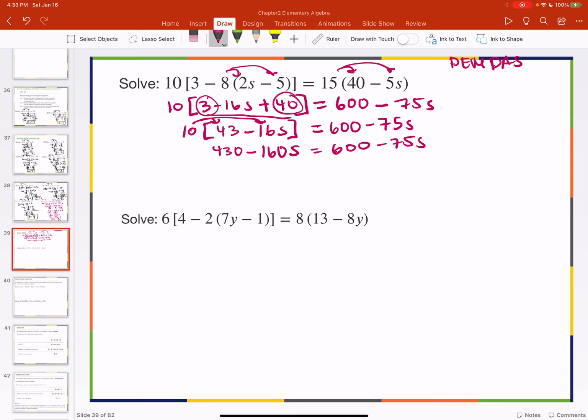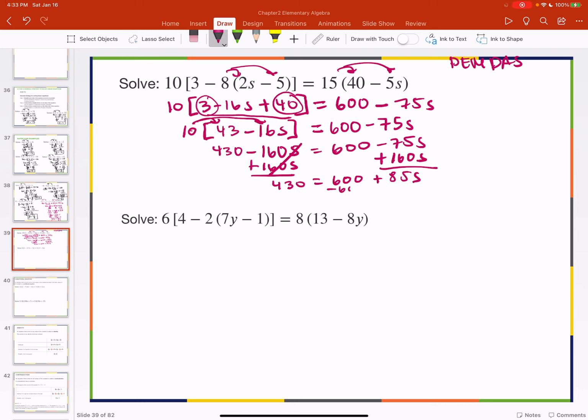Okay, so in this case, I'll move the variable term to the other side. So I'm going to add 160s to both sides, so that cancels. I get 430 is equal to 600, and then 160s minus 75s. So basically, remember, we're subtracting because they're different signs. So that's going to be 85s positive.